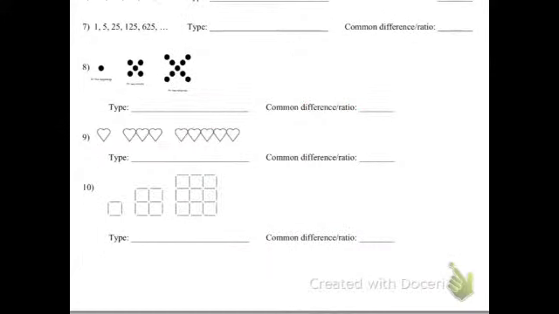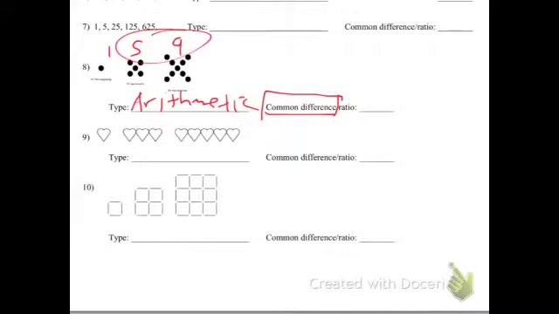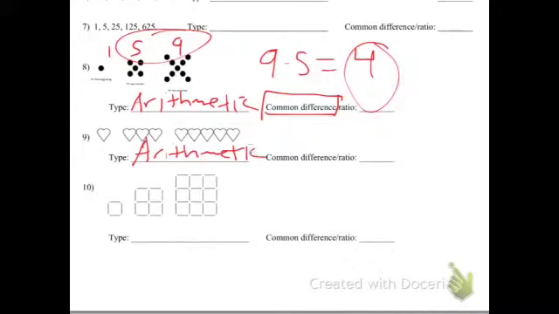Moving on to 8, it starts out with 1, and then gets 5, and then 9. It's looking like it's adding 4 each time. So that's going to be arithmetic. And when you're trying to get the common difference, you take two of them, and then you subtract the first from the second. So 9 minus 5 gives me a common difference of 4. This next one's looking like it's adding 2 each time, so add 2 hearts, add 2 hearts. And so this one's going to be arithmetic. And the common difference is 2, because I'm adding 2 each time.